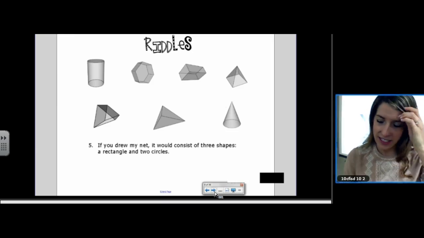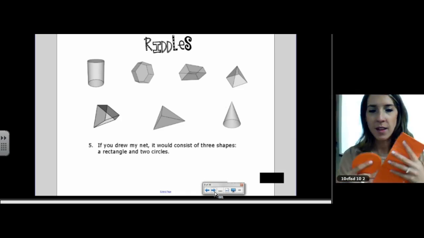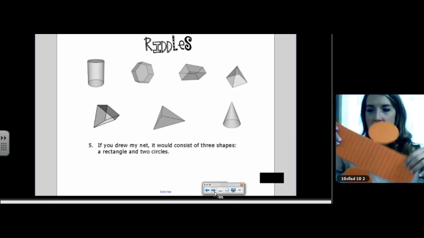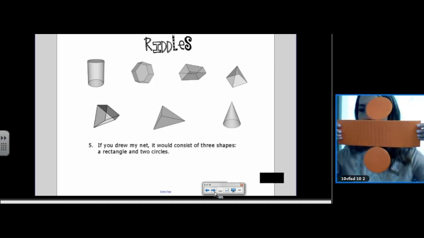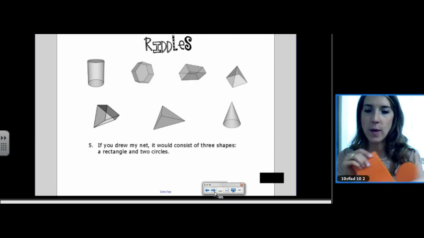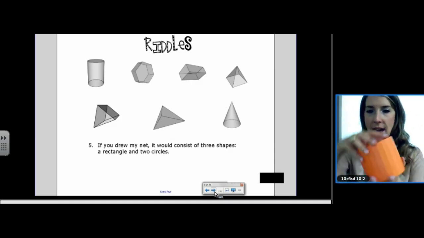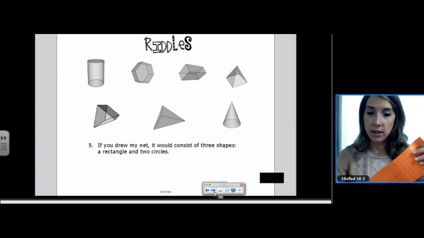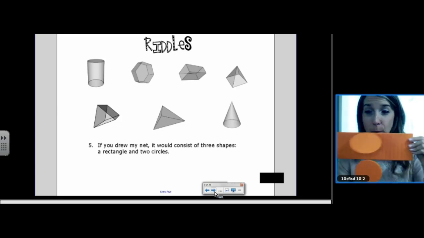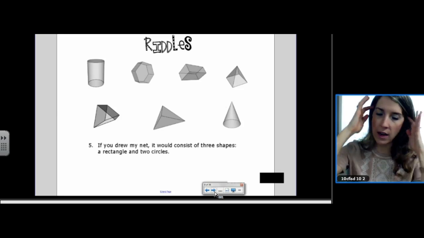Do you ever think of a cylinder as having a rectangle as part of it? Yeah? So a cylinder is a rectangle. It's not a curved rectangle. It is a true rectangle with a length and a width and then 2 circles. But when you fold it together, you get a nice, beautiful cylinder. But a cylinder is made of a polygon, a rectangle, and then circles are not polygons. So it's made of 1 polygon and 2 circles.